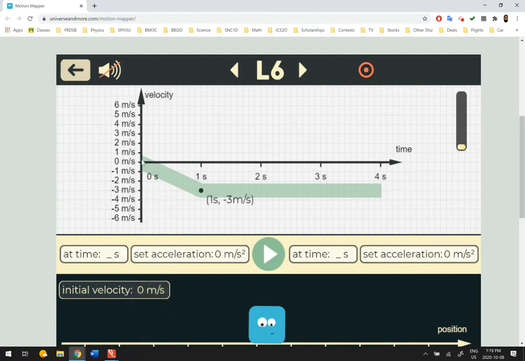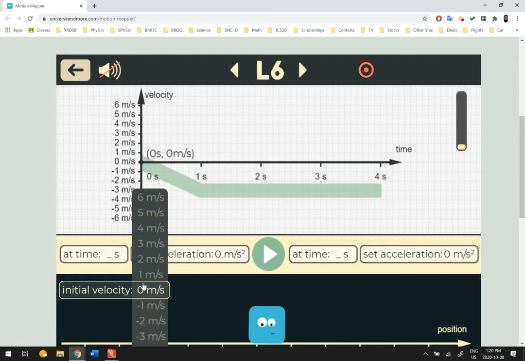Because this is a velocity time graph, you can check where the velocity starts from. At 0 seconds, the velocity is 0 meters per second. If this green line started somewhere above here, let's just say around this area, then we would say it started at 5 meters per second. But since it's starting here, the initial velocity is 0.